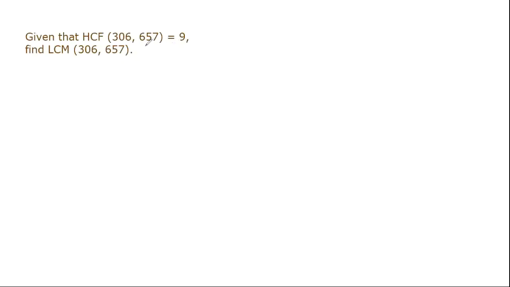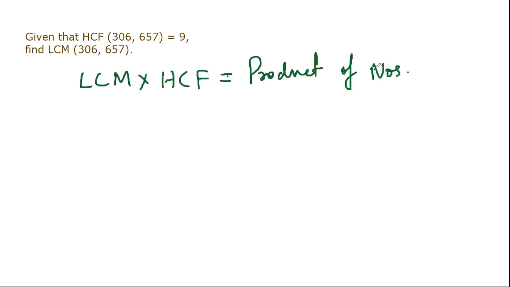Given that the HCF of 306 and 657 is equal to 9, we have to find the LCM of 306 and 657. Here the result we are using is that LCM into HCF is equal to the product of the numbers. When two numbers are there, the product of their LCM and HCF will be the same as the product of the numbers.